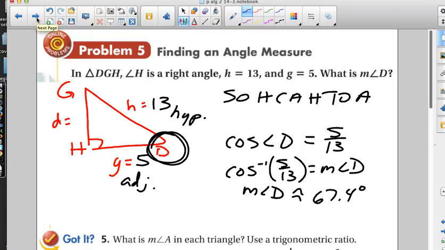Again, that little bubble for the degrees is huge. If that's not there, then it's assumed that we are doing this in radians. And since we haven't discovered radians yet, that'd be awful hard for us to do. So there it is, 67.4 degrees.